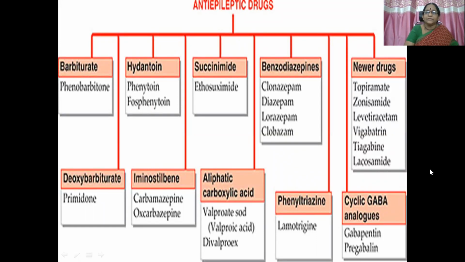cyclic GABA analogs, that is gabapentin and pregabalin, and benzodiazepines like clonazepam, diazepam, lorazepam, clobazam, and newer drugs that we are going to discuss in the third session, that is topiramate, zonisamide, levetiracetam, gabapentin, tiagabine, and lacosamide, and these cyclic GABA analogs also come under newer drugs only.